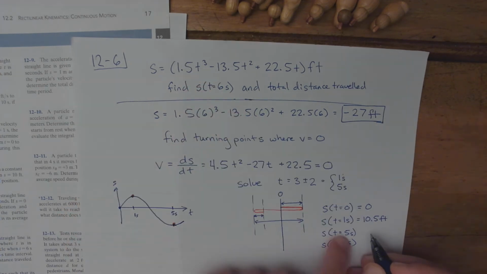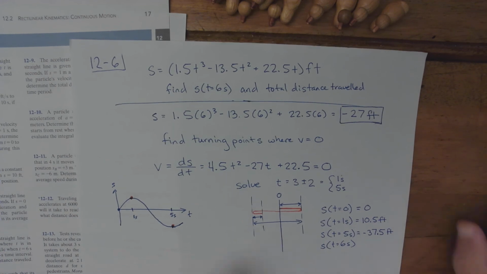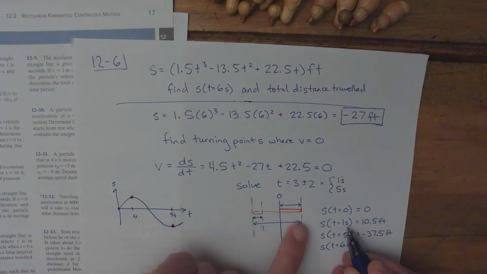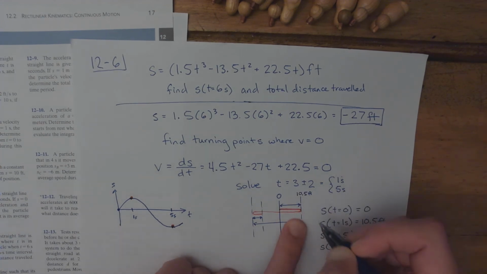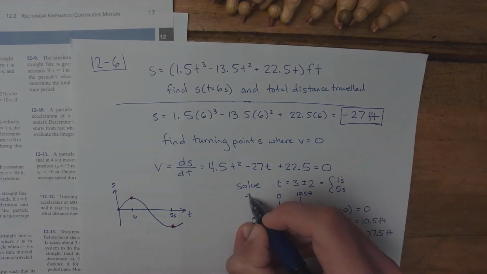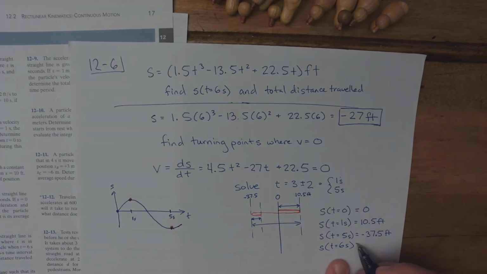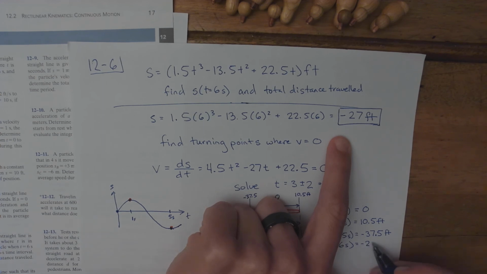And then take 5 seconds, plug it in here, and you should get negative 37.5 feet. It makes sense that you get something negative because this position here is the position at the first turning point, so that should be positive. Over here we're to the left of the origin, so that should be negative. This is 37.5. And then finally, oh, we already found this. This is negative 27 feet.